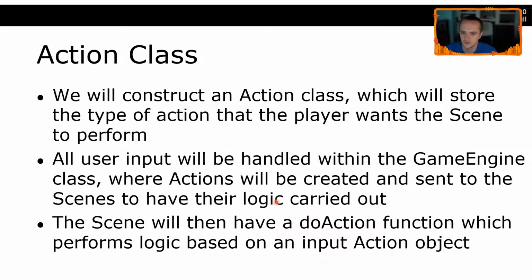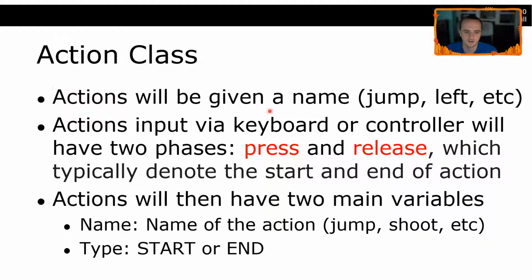Okay, so the action class, what is it going to look like? So actions are going to be given a name. So for example, we could have an action called jump, or an action called move left, or an action called shoot. And if we think about this now, actions need one other variable. Because when we have user input from the keyboard or from a controller, actions actually have two phases, okay? There's the press phase and the release phase. And that typically denotes the start and the end of an action.